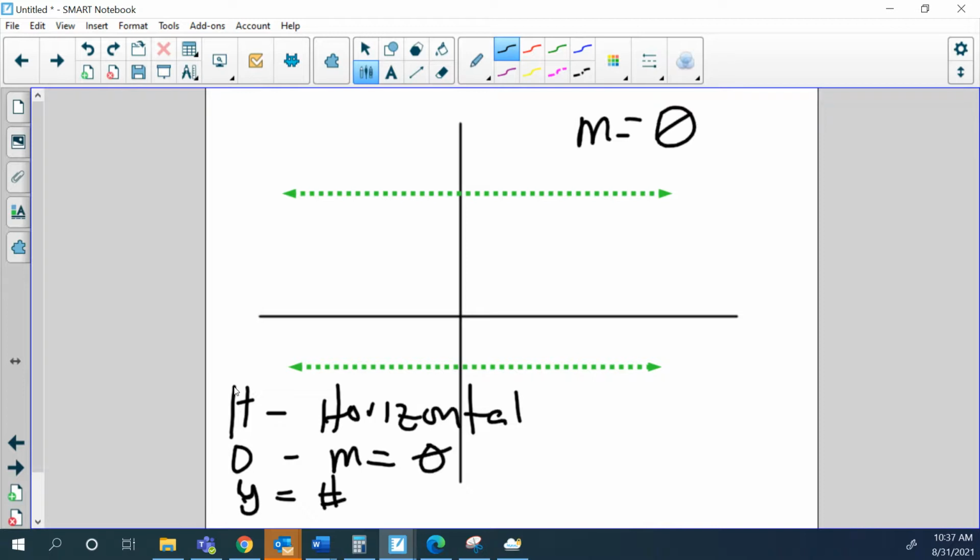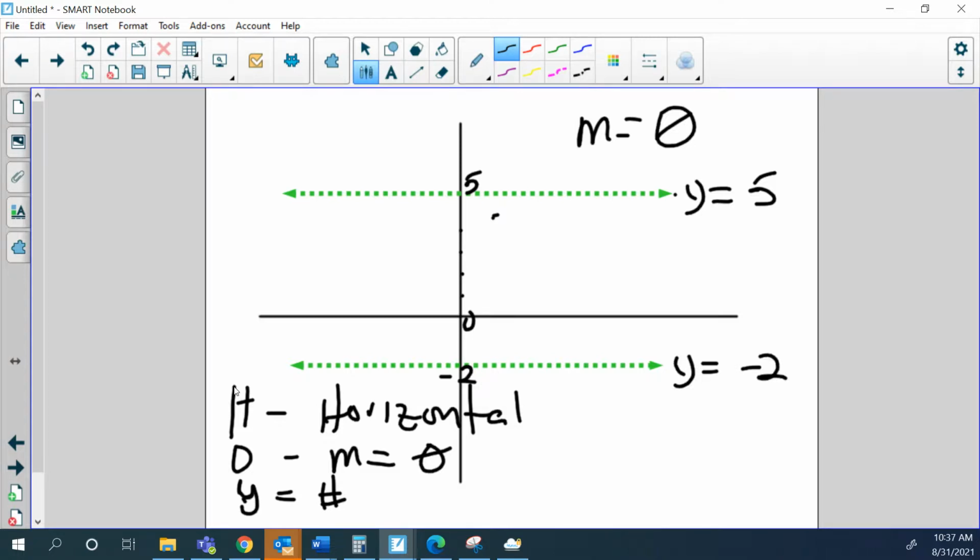Now, the equation of these two lines. Let's say this is 0 right here, 1, 2, 3, 4, 5. Say this is 5, and say this is -2 again, right there. For the top line, the equation is y equals the number where the line crosses the y-axis, y equals 5. And the bottom equation now, y is equal to -2. So those are the equations.